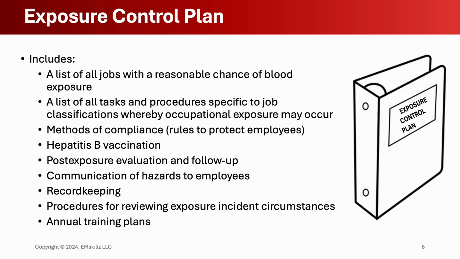Exposure Control Plan. This document includes a list of all jobs with a reasonable chance of blood exposure, a list of all tasks and procedures specific to job classifications whereby occupational exposure may occur, methods of compliance, which are rules to protect employees, hepatitis B vaccination, post-exposure evaluation and follow-up, communication of hazards to employees, record keeping, procedures for reviewing exposure incident circumstances, and annual training plans.